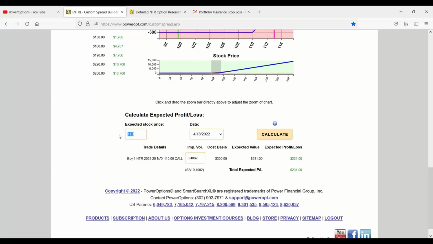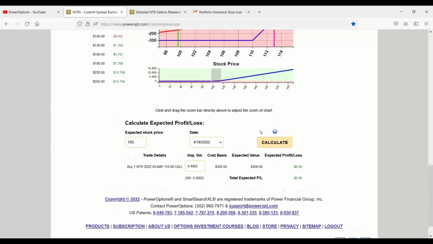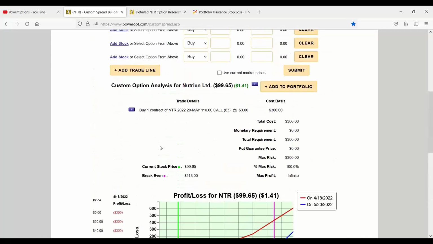But of course, if it's only gone up to say 104 or 105, we're still at a profit, but we're only talking about 2% on this position. The original purchase price was $3, and the expected value is $3.06. Another way you can quickly gauge the expectations of the value of your option.